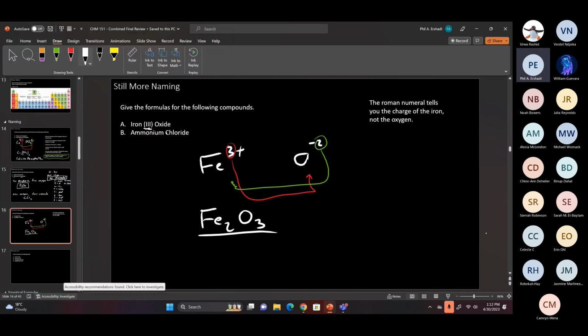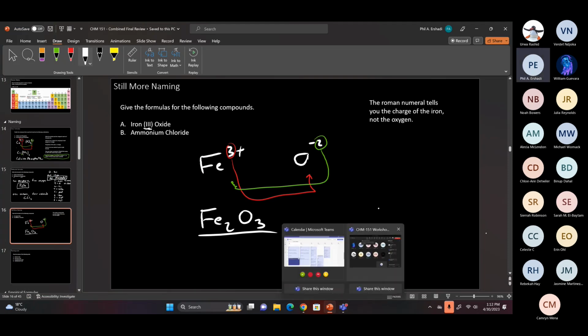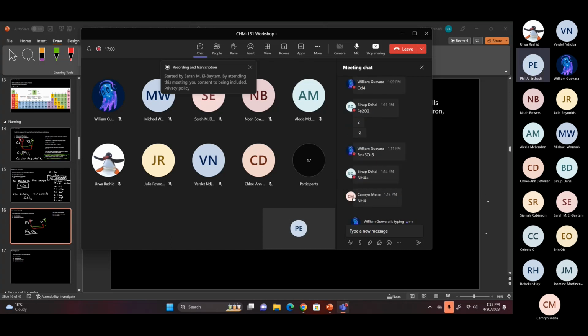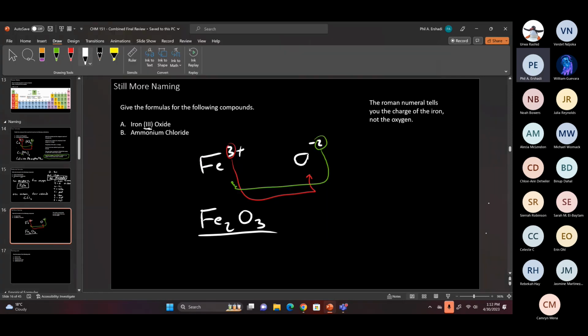Now for ammonium chloride, does anyone know what ammonium means? What's the symbol and what's the charge? NH4 positive, very good. You got it. So if we have ammonium chloride, we will have NH4 positive. And chloride, as we said before, was Cl negative.